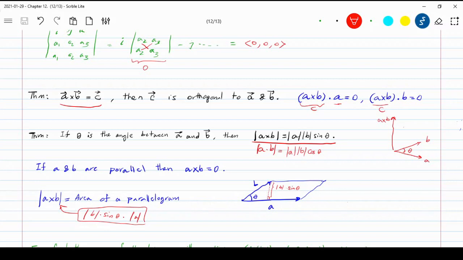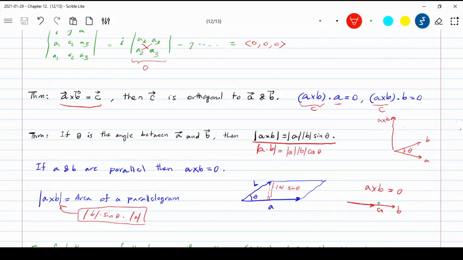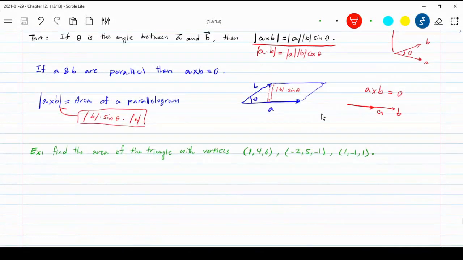And something that you should notice: if vector A and vector B were on top of each other, which means they were parallel, you have no area created, so the cross product of these two must be 0. That is similar to what we talked about with the cross product of A with A. This tells you that if the two vectors are parallel, then there is no area, so the cross product must be 0.